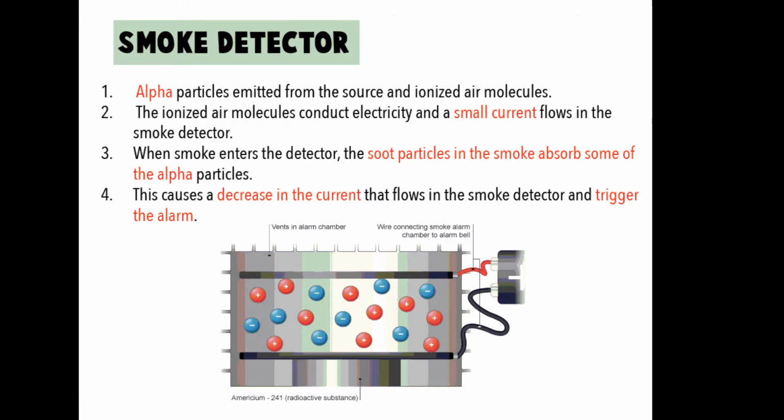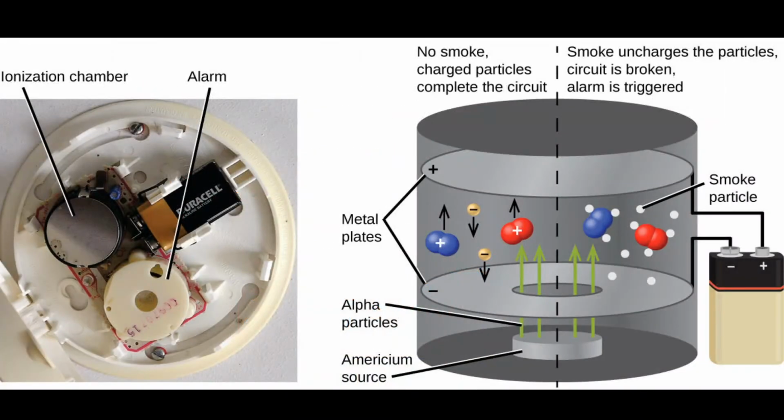So this one is an example of the ions, positive ions and negative ions. Okay, then we continue to see this part. This one is more detailed. They show you this part is no smoke. No smoke means your ions are enough, the current can go through, and nothing happens.